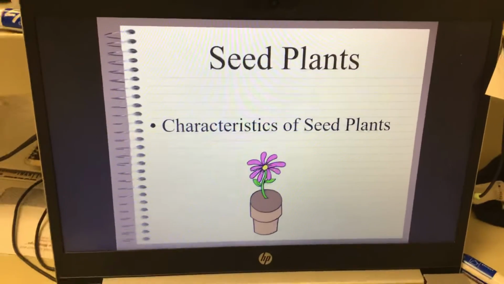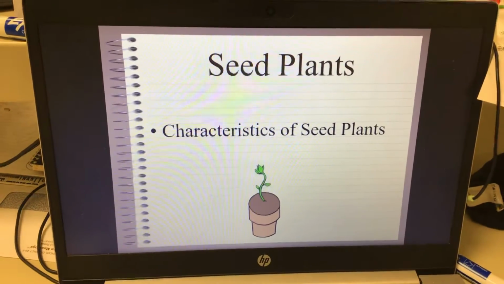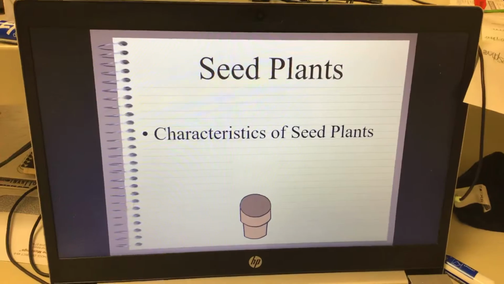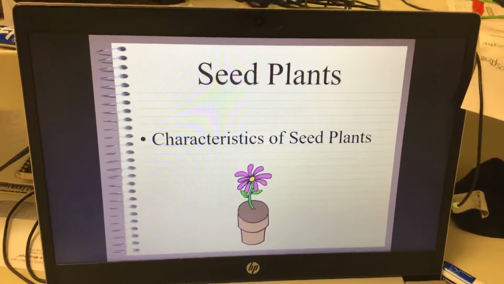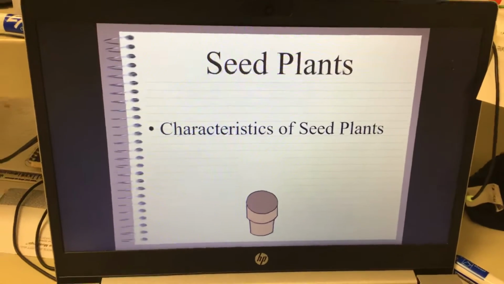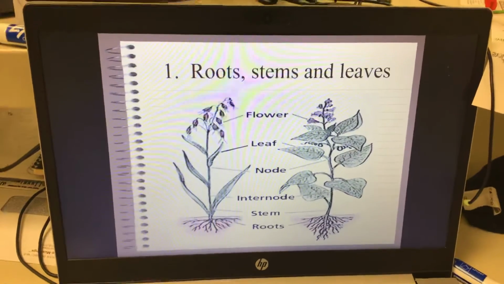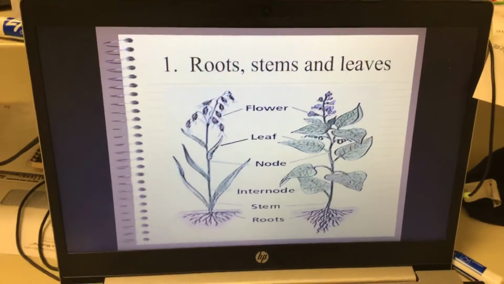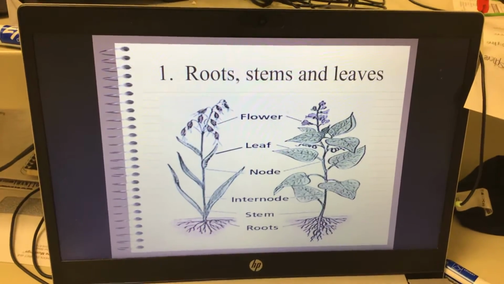We started out with seedless non-vascular plants, things like moss. Then we moved to seedless vascular plants like ferns. And now we're moving on to seed plants, which a lot of these are ones that you would expect. Write down number 1, roots, stems, and leaves. Seed plants have roots, stems, and leaves.